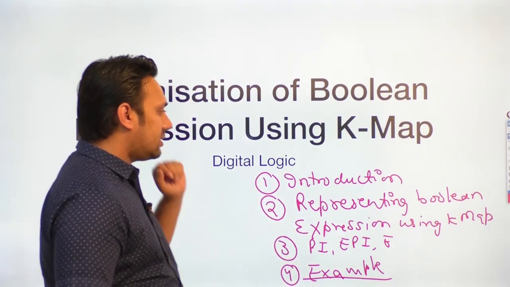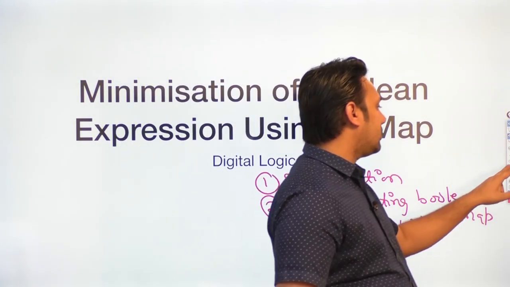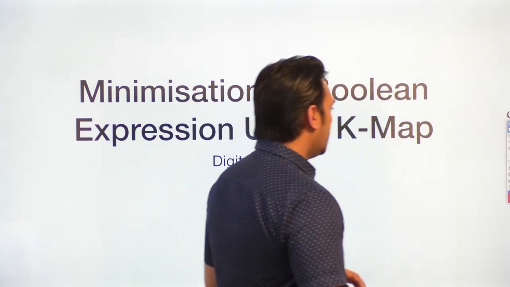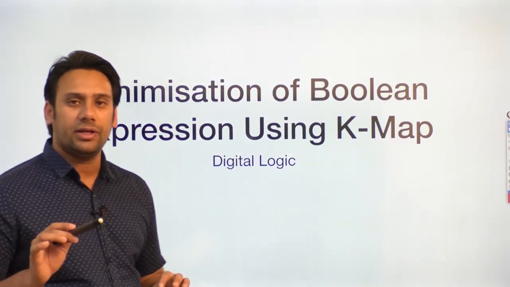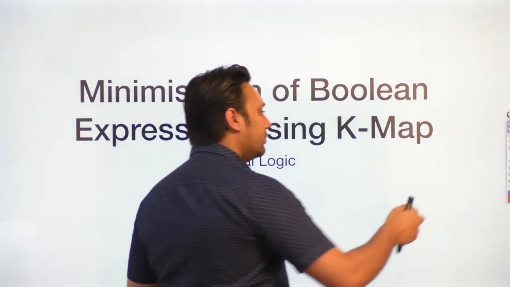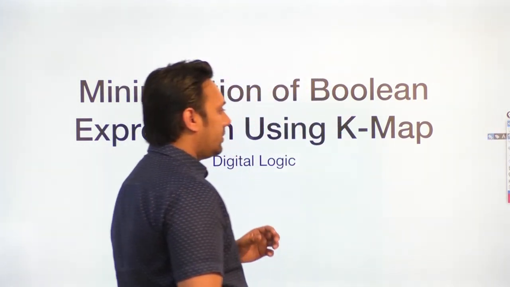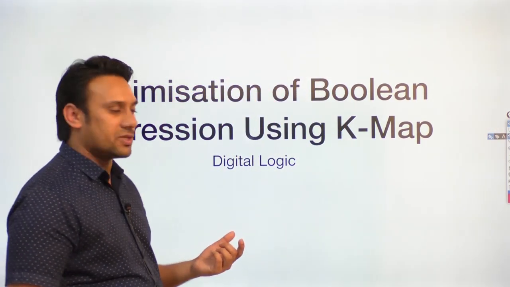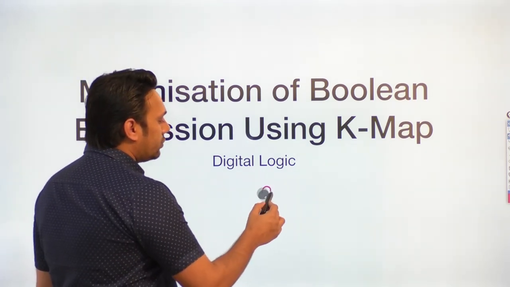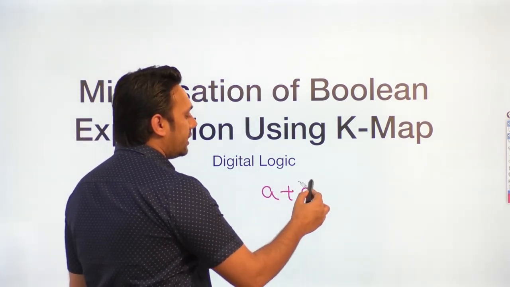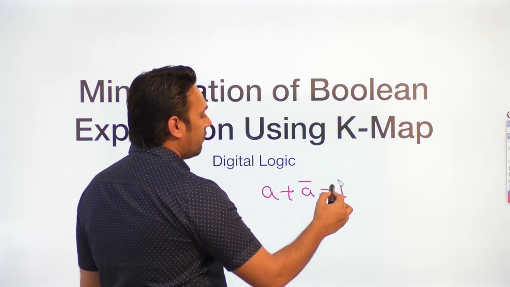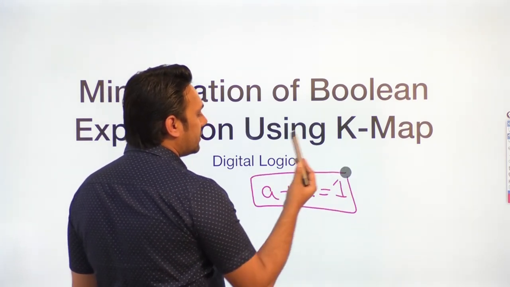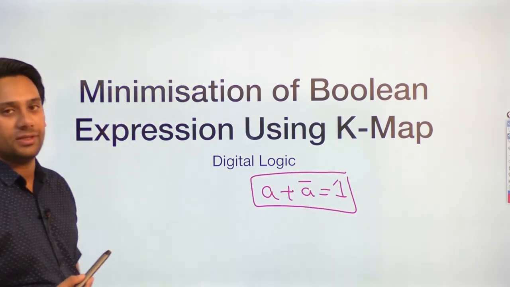Okay. Let us do an introduction. I mean, how can you make K-maps? Basically K-map is dependent on a very simple expression, jo aapki Boolean expression hoti hai. You know, there are some identities of Boolean expressions. You have an identity that if you do A plus A complement, then it is equal to 1. Based on this principle, the entire K-map is designed.